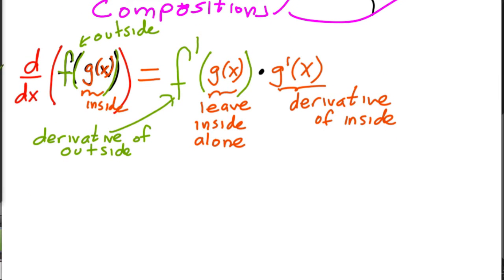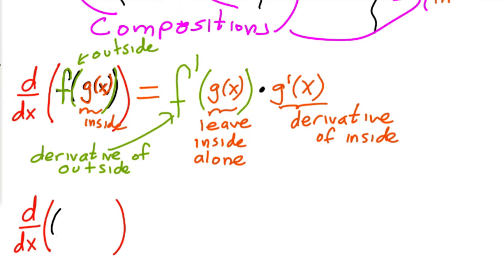We want to find the derivative of e to the x plus x squared to the third. Okay, so the first thing to do is to label the outside and the inside. So right here, the outside function is this guy raised to the third, and then the inside function is this guy right here.